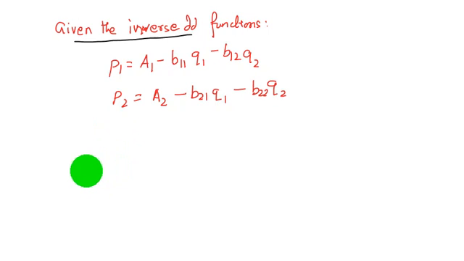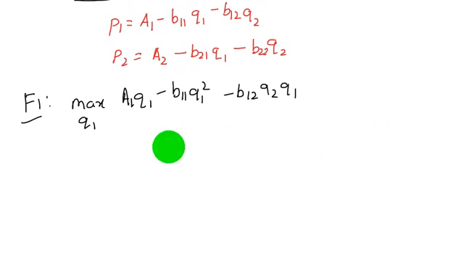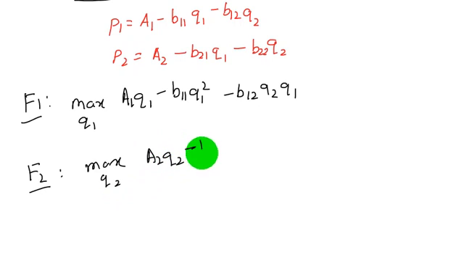We can solve for the best response function of firm 1 by maximizing over Q1: A1 Q1 minus B11 Q1 square minus B12 Q2 Q1. This is the best response function of firm 1. Let us denote this as F1, best response. And the best response function for firm 2 is to maximize over Q2: similarly, A2 Q2 minus B21 Q1 Q2 minus B22 Q2 square.